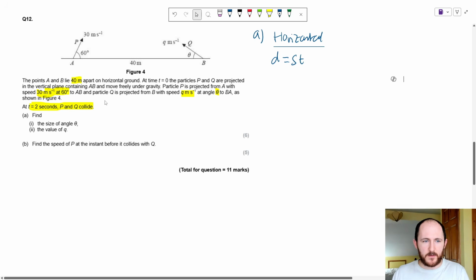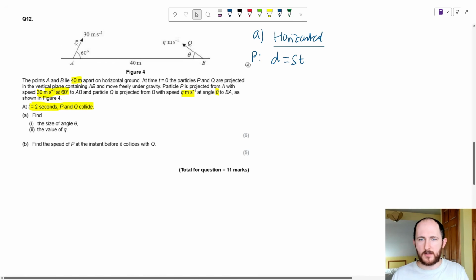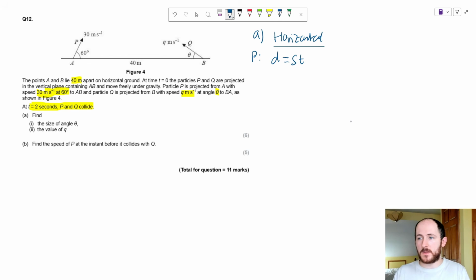If we do this for particle P, we actually know some stuff already, because we already know the velocity, and we know at time t = 2 they collide. So let's do that first. We can do this for Q as well. Because remember, we have 2 particles now, which means we can resolve in 4 different ways: horizontally for P and Q, vertically for P and Q.